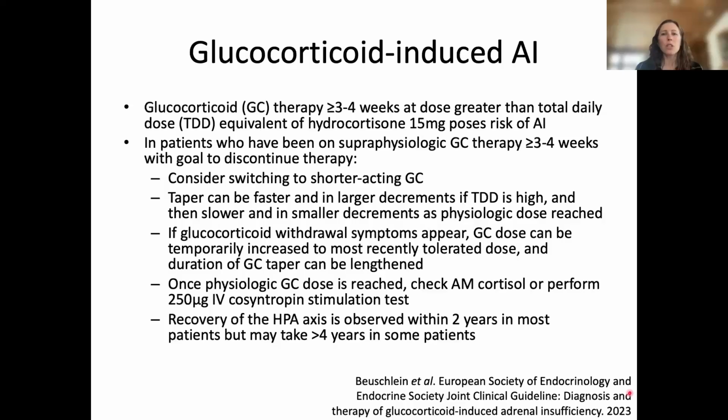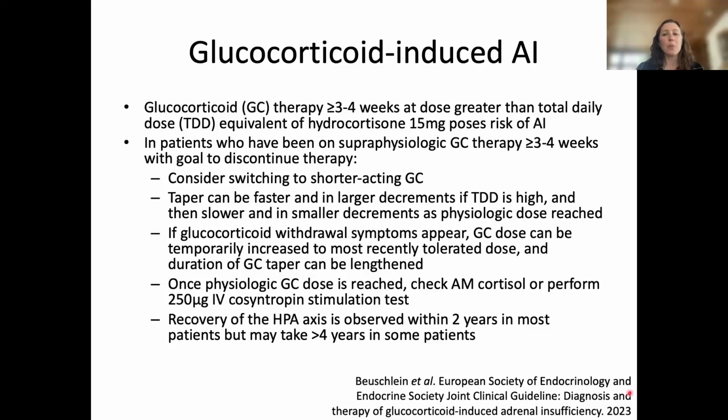However, the risk of glucocorticoid-induced AI is dependent on the potency of the steroid, the dose, the length of therapy, and an individual's susceptibility. And notably, any route of administration has the potential to suppress the HPA axis, including oral, topical, inhaled, intranasal, and intra-articular administration. In patients who have been on supraphysiologic glucocorticoid therapy for at least 3 to 4 weeks with the goal to discontinue therapy, you can consider switching to a shorter acting glucocorticoid to start the taper. The taper can be faster and in larger decrements if the total daily dose of steroid is high, and then the taper can be slower and in smaller decrements as the physiologic dose is reached.